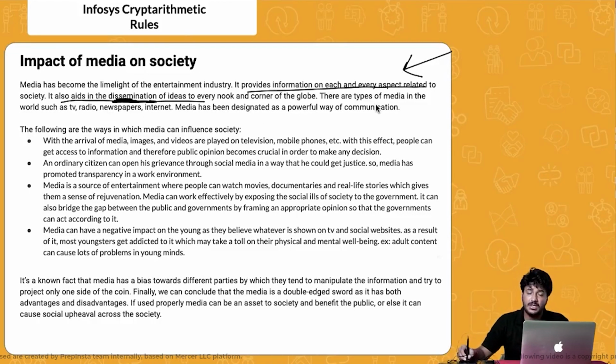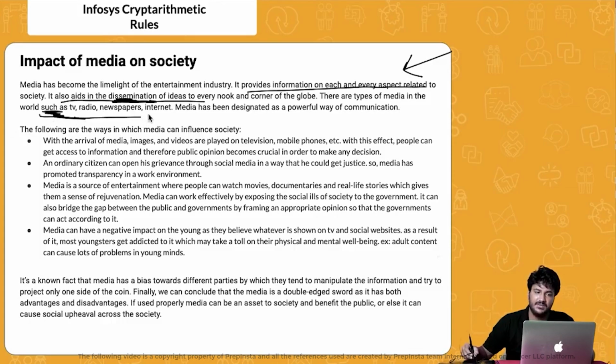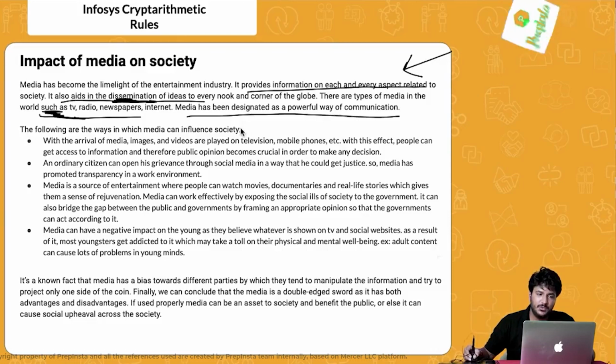So this is very important because 10 marks are given for structuring, right? And structuring examples are very important, such as, so this is also, such as is also a signpost word, and such as, examples are given. And then providing way of communication. The following are the way it can influence the society.